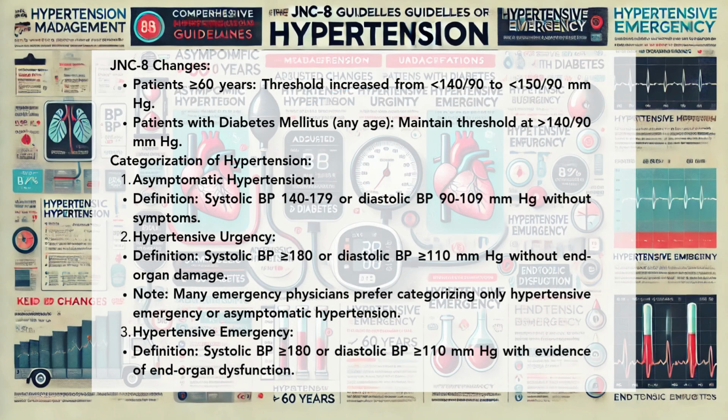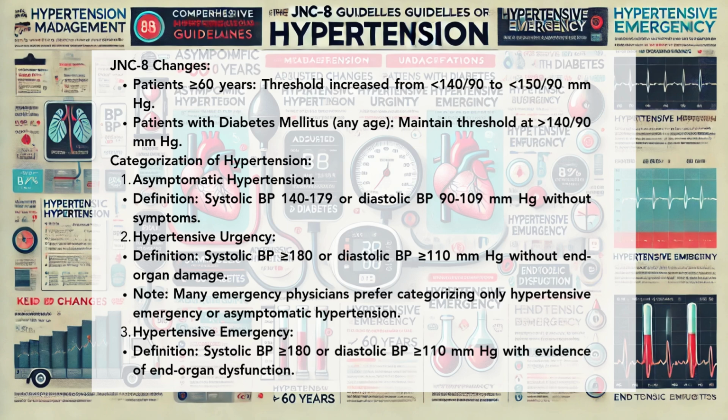However, as medicine evolves, so do our guidelines. The JNC 8 introduces nuanced adjustments. JNC 8 changes: patients greater than or equal to 60 years, threshold increased from less than 140/90 to less than 150/90. Patients with diabetes mellitus, any age, maintained threshold at more than 140/90.